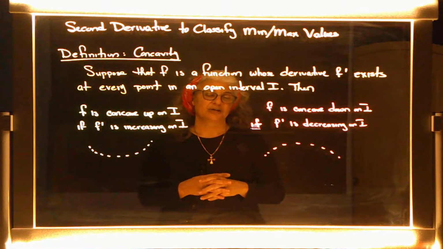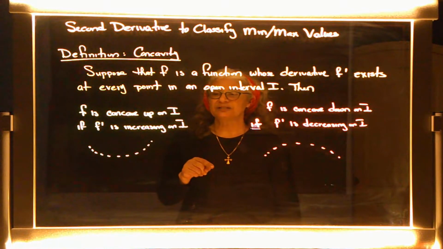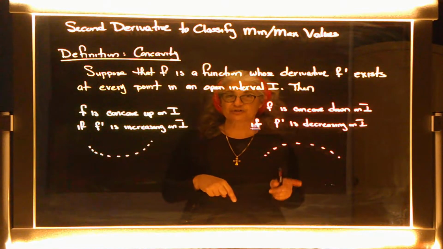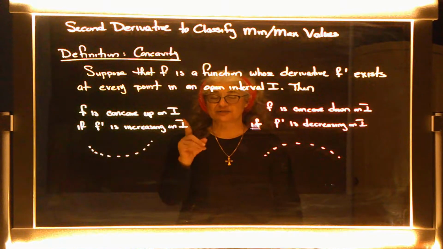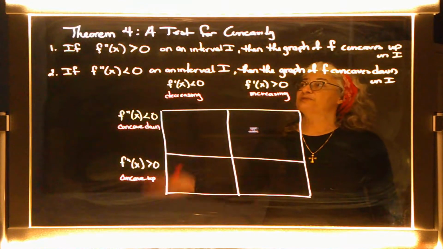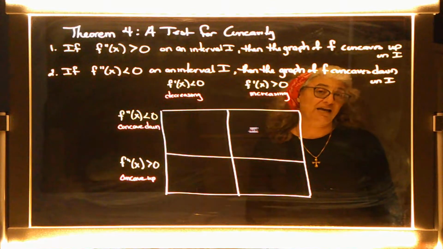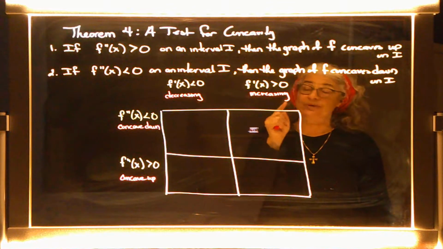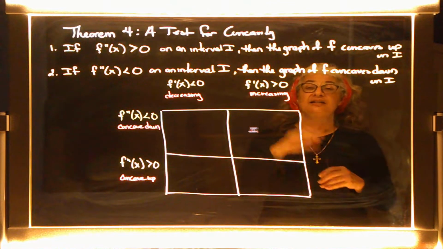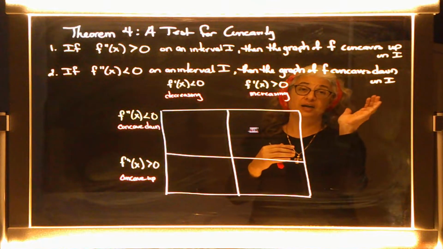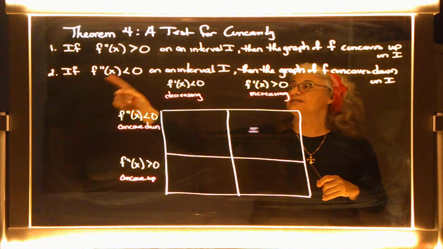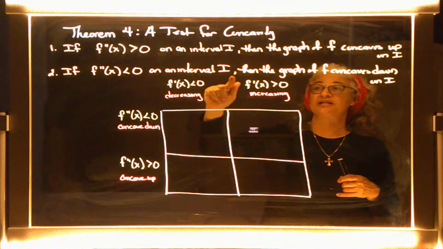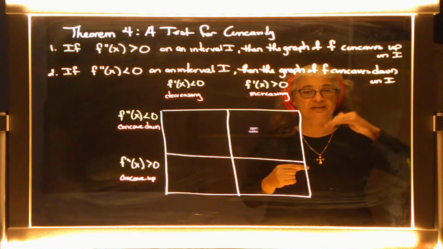Got it? Okay. The next theorem actually explains concavity a little bit better by looking at the first derivative as well as the second derivative. So stay tuned. All right, so let's look at this theorem. It's a test for concavity. Let's look at number 1. It says if the second derivative is greater than 0 on an interval I, then the graph of f is going to concave up. The second part says if f double prime, the second derivative of f, is less than 0 on an interval, then the graph of f concaves down.